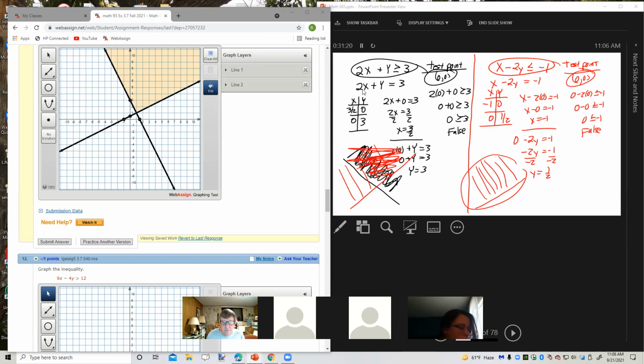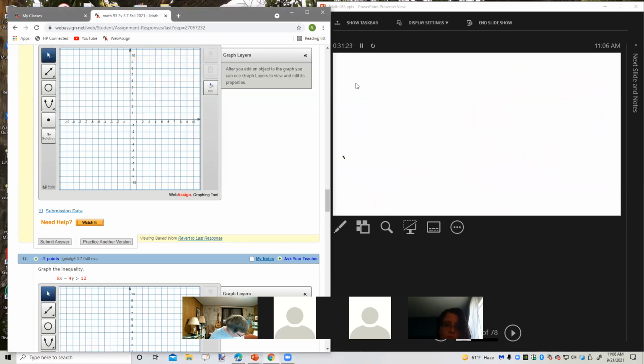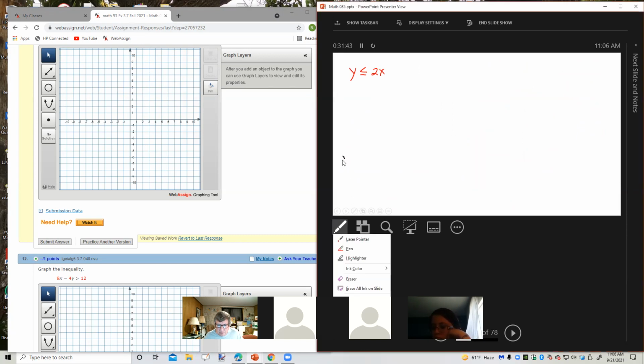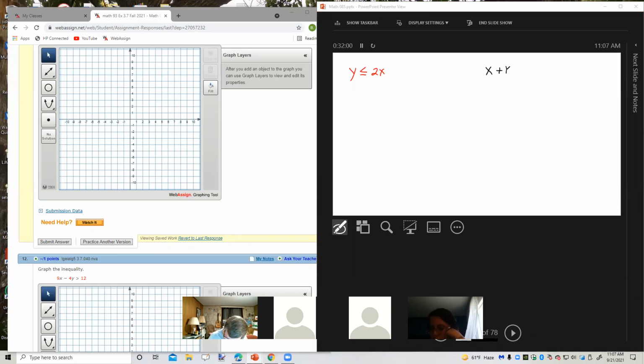Let's see here. How about, let's see. y is less than or equal to 2x. And let's make this, let's see here, get rid of that spot there. And then pen in color black. x plus y less than 4. All right. So we're going to go back and do the red one first.